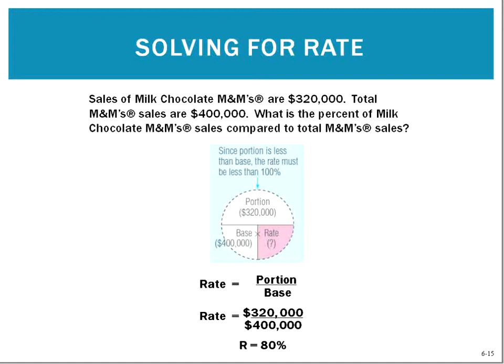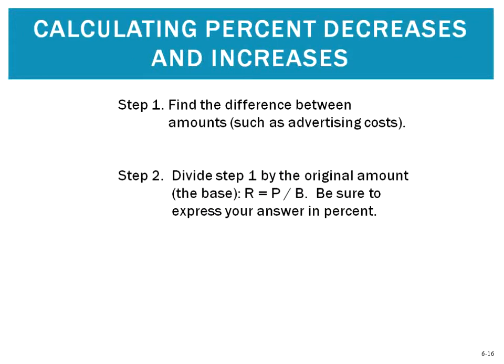So let's look at another one. Solving for rate. If sales of milk chocolate are 320,000, and the total sales are $400,000, we have our portion and our base. Then what percent is it? We just say 320,000 divided by 400,000, which is 0.8. That is the decimal. You convert the decimal to a percent by moving the decimal point 2 places to the right, so it becomes 80%.